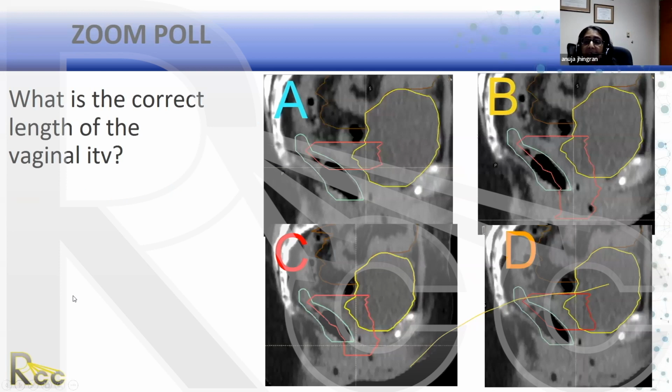I think this is my last question. And again, a huge mistake that I see when people are contouring, and this is the number one mistake I see. What is the correct length of the vaginal ITV? And there really is a true answer. And this is, again, some of the biggest mistakes I see, and I see this all the time.